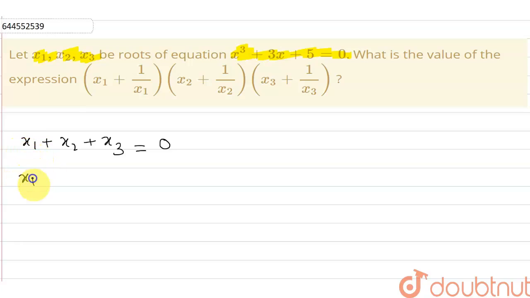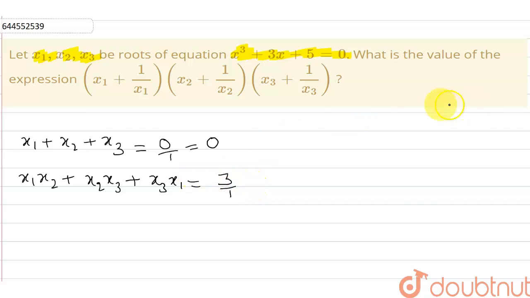The second equation says that the sum x1 x2 plus x2 x3 plus x3 x1 is equal to the coefficient of x upon the coefficient of x cube. Okay, students, the coefficient of x is 1 here and the coefficient of x cube is 1 here. Also here I can write this 0 by 1, but there is no change. So this will be 1. This is my second equation.